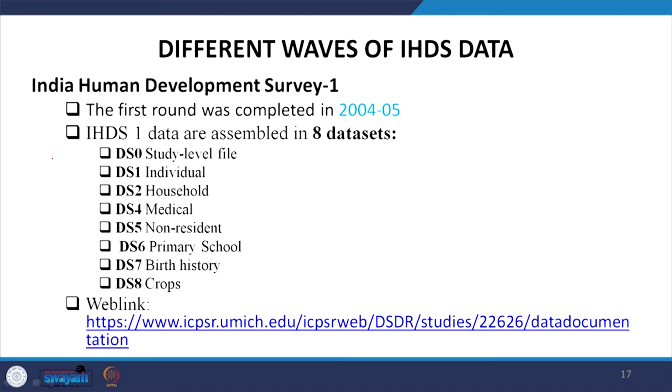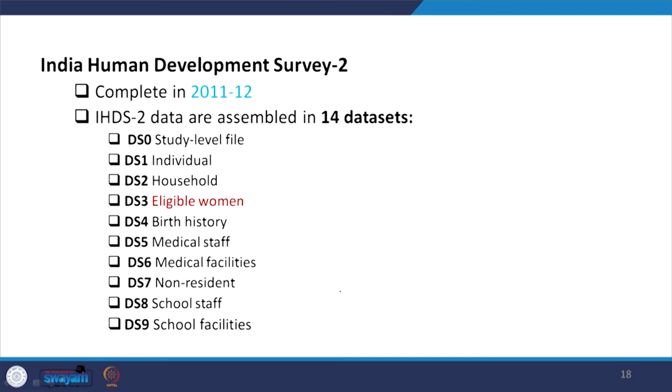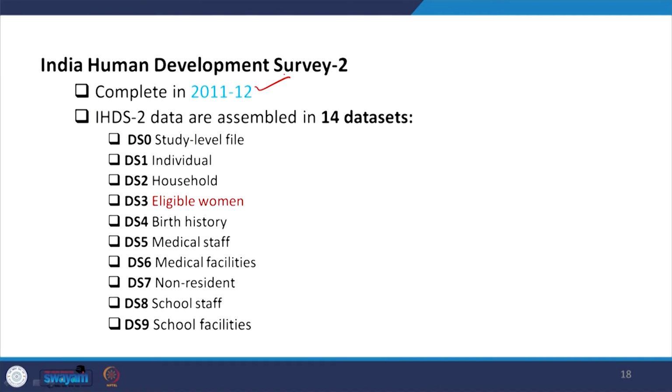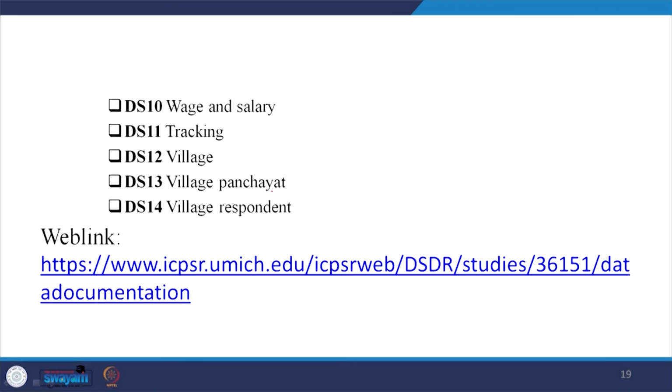Different waves and their structure by file availability. The first round was completed in 2004-5, as already discussed. It contains 8 different data sets like the study level file, individual, household, medical, non-resident, primary school, birth history, and crops related information also given in the first wave. You can follow the web link given here. Similarly, for IHDS 2 there are 14 data sets covered. Some data sets are new in the sense that they are differently named, like eligible women, discussed in the first round within the household file, but here it is separate. Similarly, the youth profile is also very new so far as wave 2 is concerned. It was conducted in 2011-12 and completed in 2011-12. There are 14 files available. You can follow this and try to understand the details. The respective link is given here.